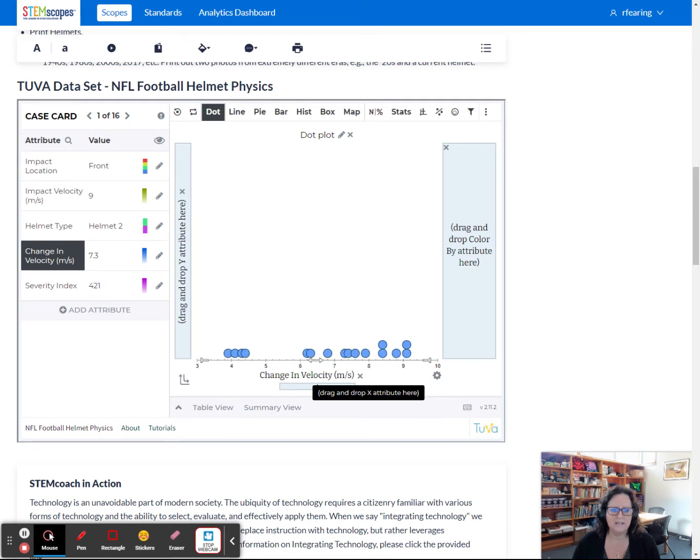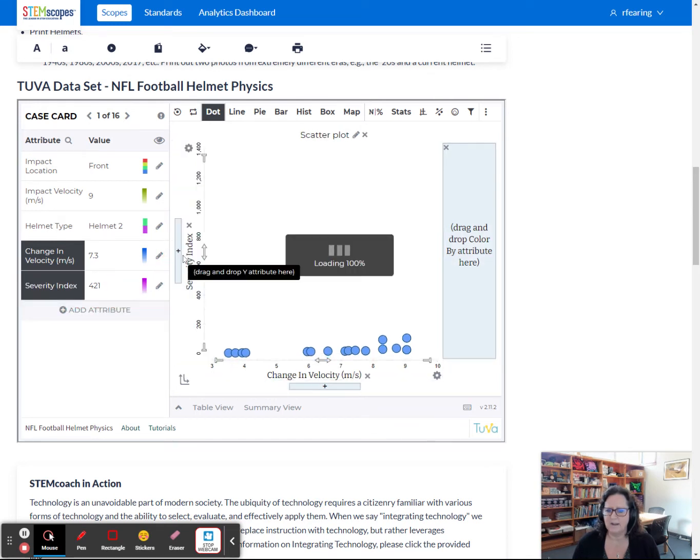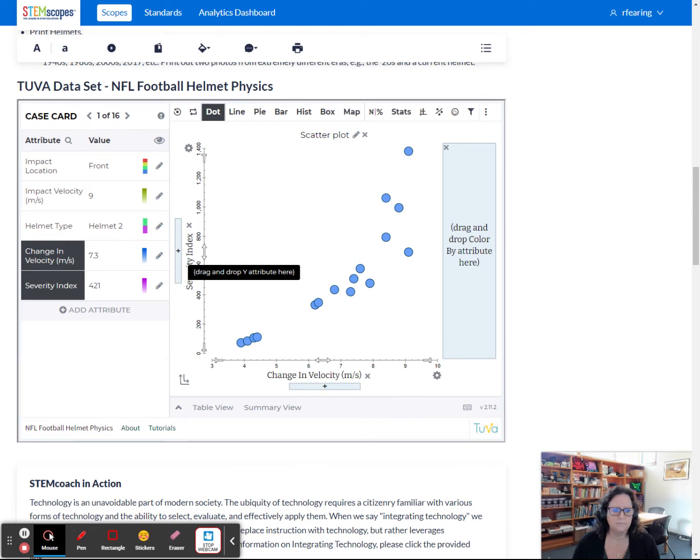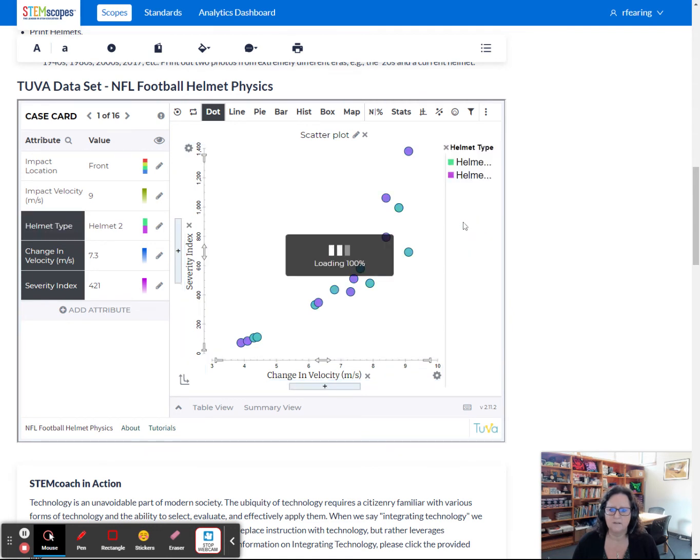Now drag severity index to the y-axis. So there's severity index. Drag that to the y-axis. And my helmet type should be on the right. Okay, and again, helmet 2 is in purple. That's the experimental helmet. Helmet 1 is in green. Okay, so now we have our information.